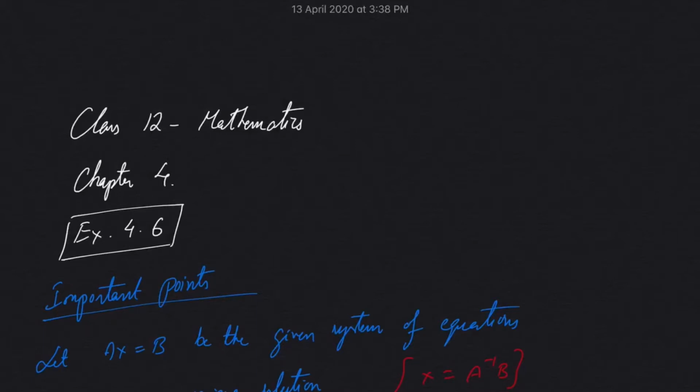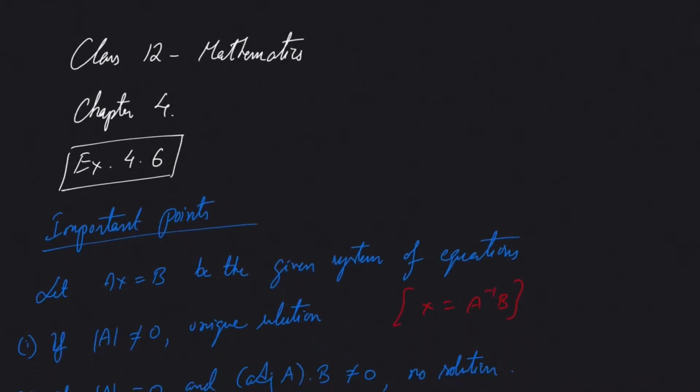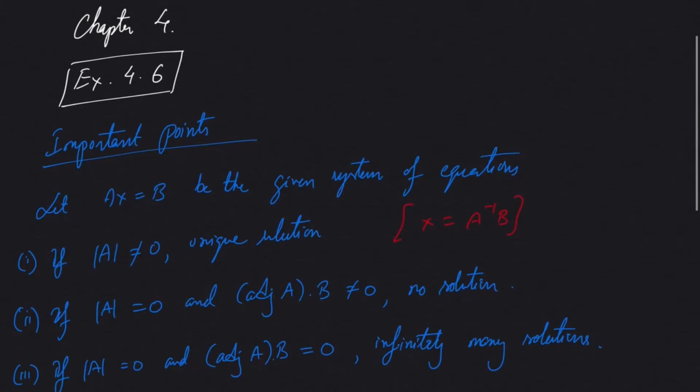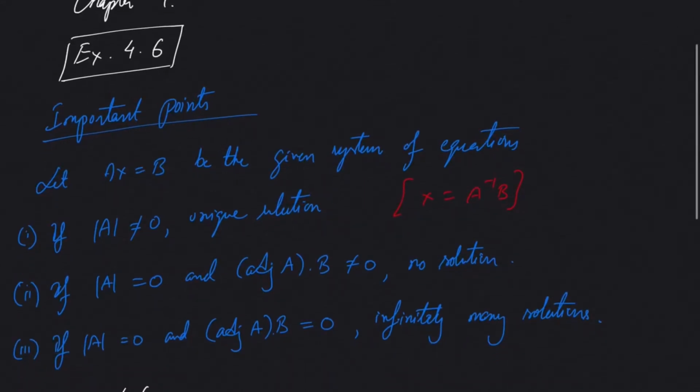Now, proceeding from the previous video. Chapter 4, class 12 mathematics, exercise 4.6. In the previous introduction video, we discussed how matrices and determinants can be used to solve a system of linear equations. Now let's put that to practice and see how we can really do it.